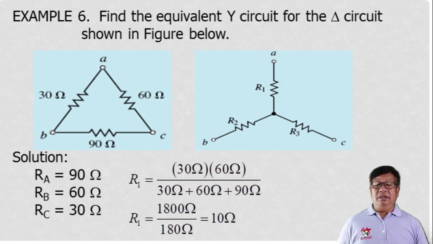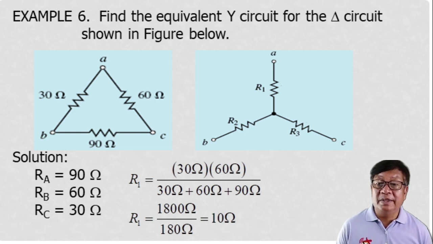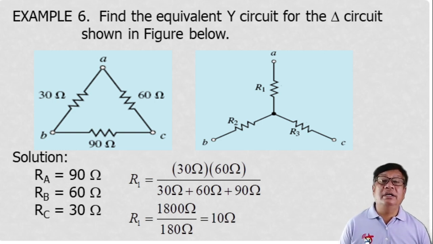So we have here the expected Y connected resistances. So we have this R sub 1. Just to give you an idea how to solve for R sub 1, this is just the product of this one here and the other side. So the product of 30 times 60, that is R sub 1, divided by the sum of these three: 30 plus 60 plus 90. So that is your R sub 1. Simplify, and more or less your R sub 1 is equal to 10 ohms.